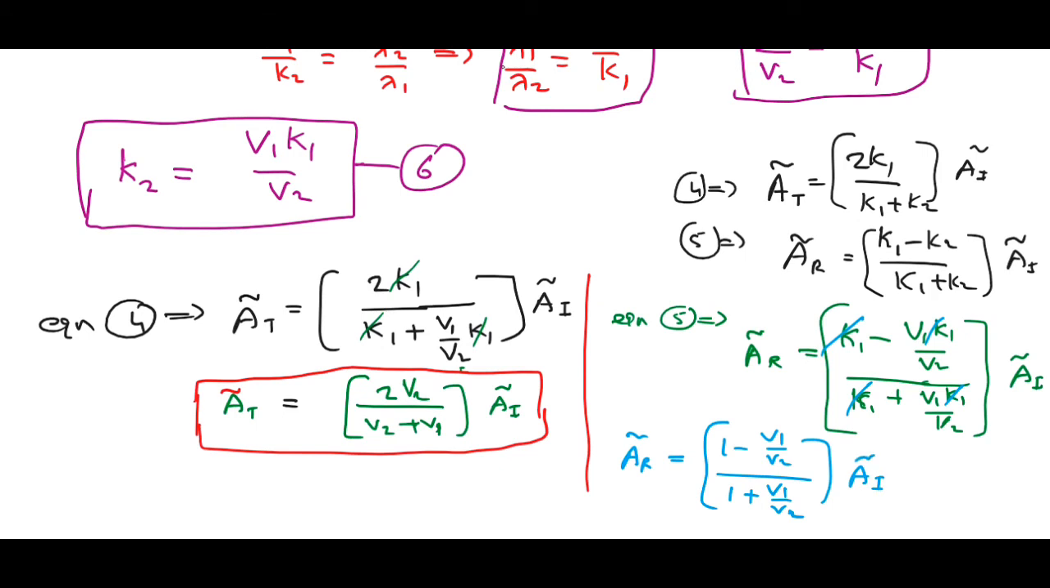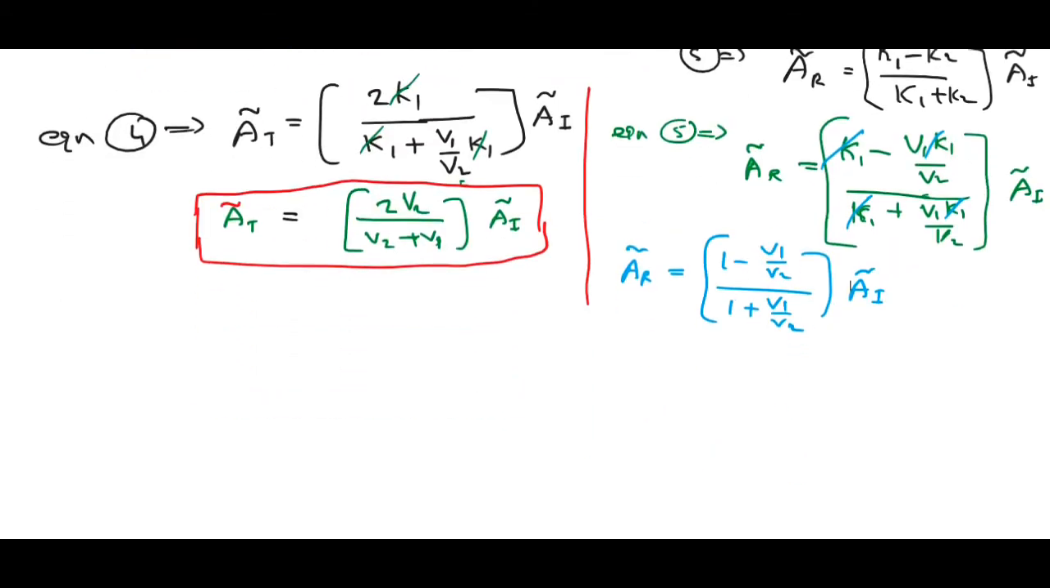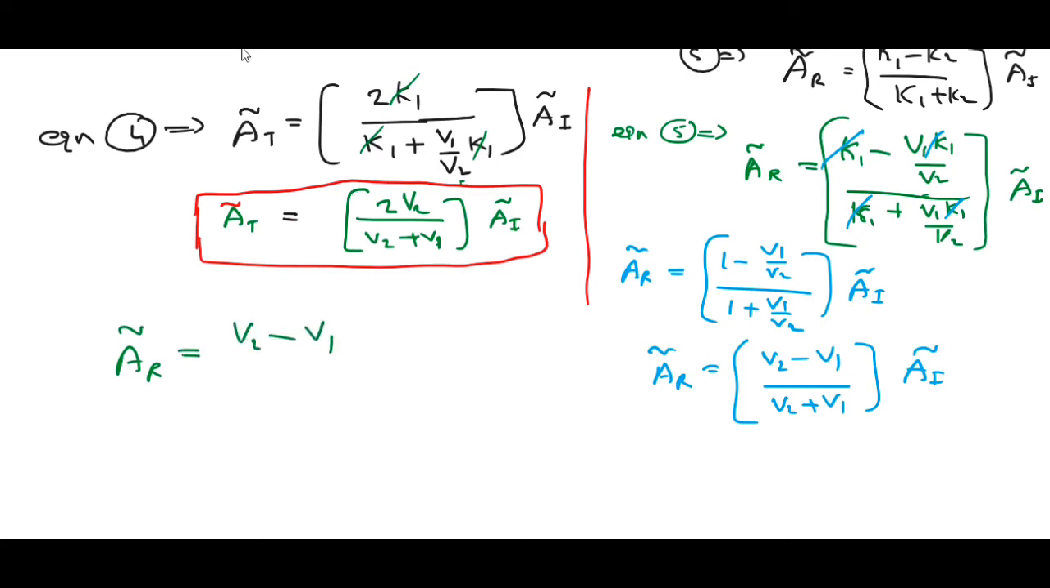Therefore, the reflected amplitude we can write in this way: AR is equal to V2 minus V1 by V2 plus V1 into AI. Now we obtain the second result also. I copy it to here. That is, AR is equal to V2 minus V1 by V2 plus V1 into AI.